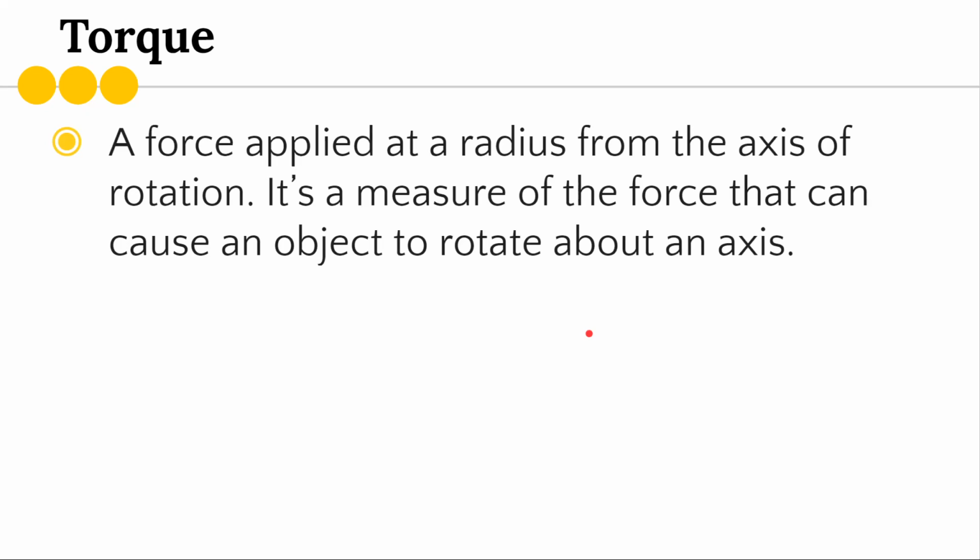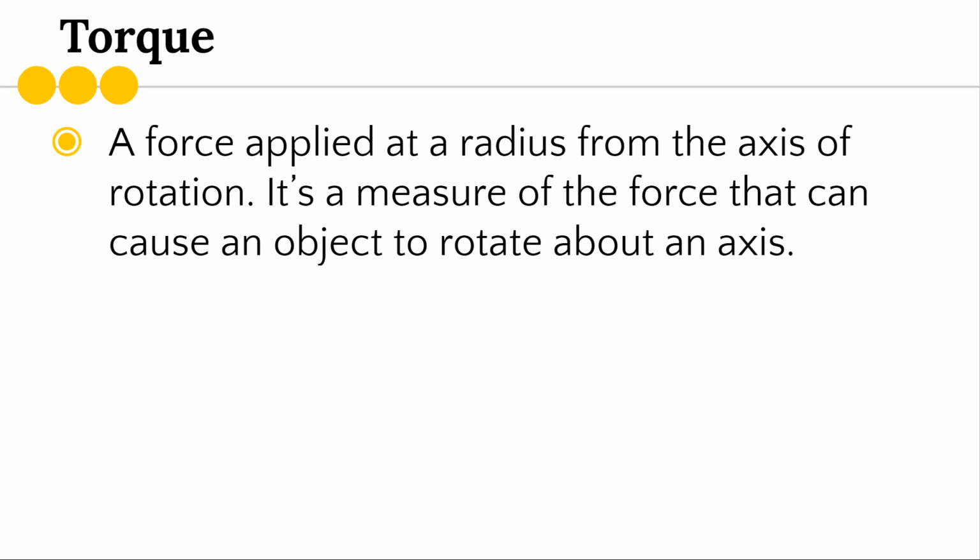Starting with a definition. This is something you probably already have written down from yesterday. You don't have to write it again. But as a reminder, a torque is a force applied at a radius from the axis of rotation. So it's a measure of the force that can cause an object to rotate about an axis. So if you have a force that is applied to a lever arm and that force causes rotation or is capable of causing rotation, then that force is applying a torque.